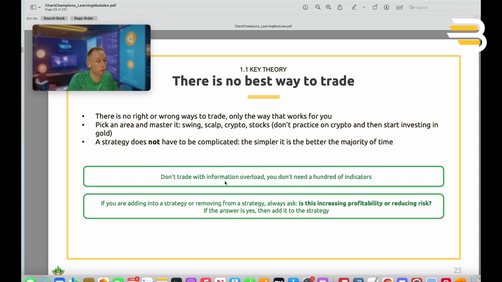There is no best way to trade. There's no right or wrong way to trade, only a way that works for you. Pick an area, master it, whether you're a swing trader, a scalp trader, crypto, stocks. I put on here, don't practice crypto and then start investing in gold. It's just kind of a joke.